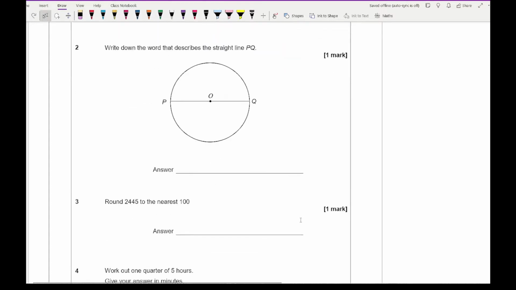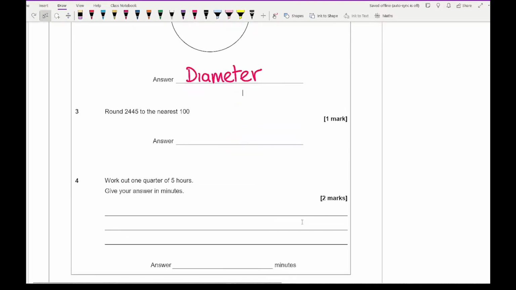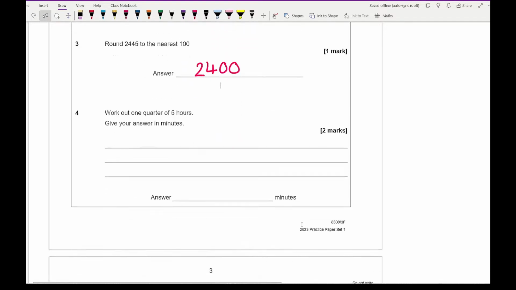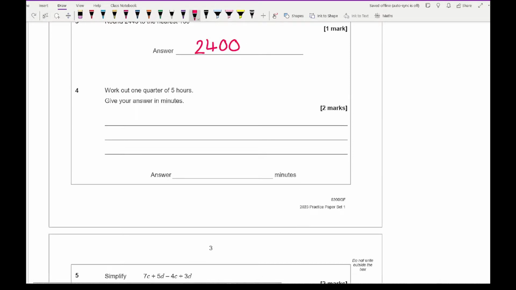Question 2, it says write down the word that describes the straight line P to Q, and that is going to be the diameter. For question 3, it says round 2,745 to the nearest 100, and that's going to be 2,700. Then for question 4, it says work out 1/4 of 5 hours.